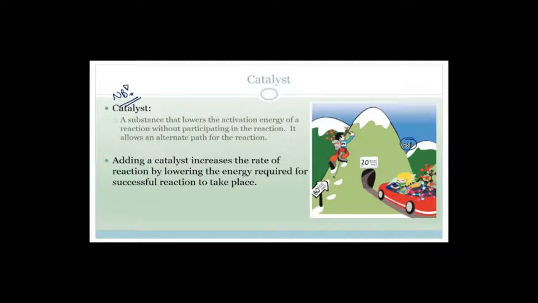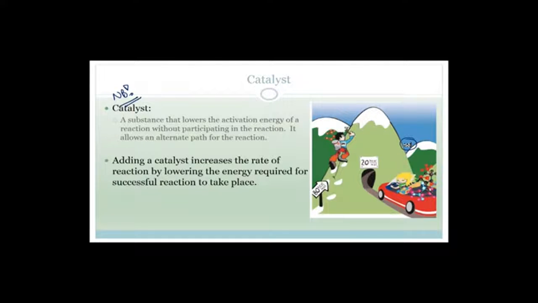Now you need to understand this. This is very important: if the particles have enough energy, they're going to react anyway. So they don't need to follow the route of the catalyst. The catalyst provides an alternative path, but if they've got enough energy, they're going to go in that route anyway. But if they don't have enough energy, then the catalyst provides an alternate route which uses less energy.